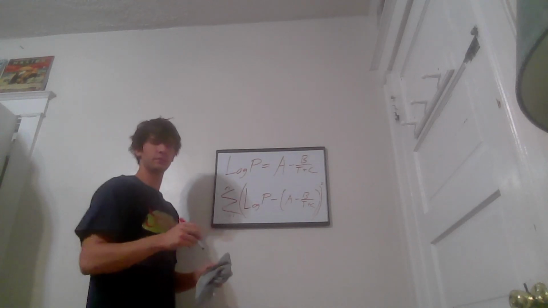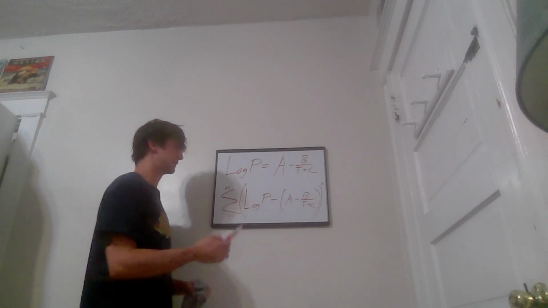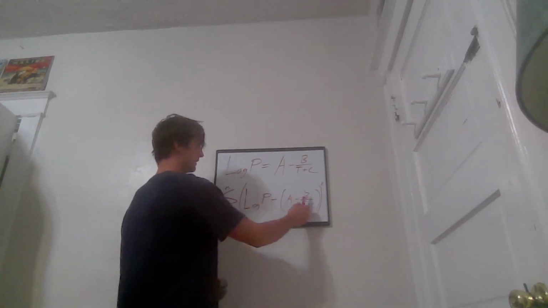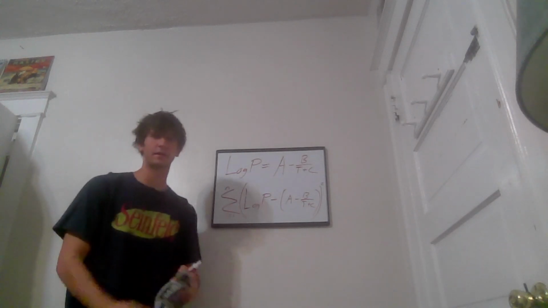What this sum squared error is going to depend on is changing A, B, and C, and getting different test values for those. And we'll see how to do that later.